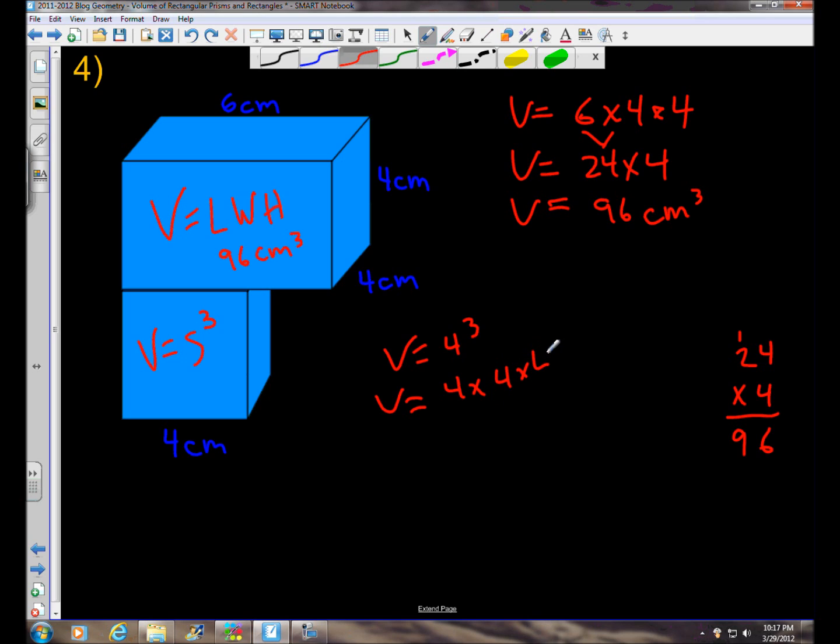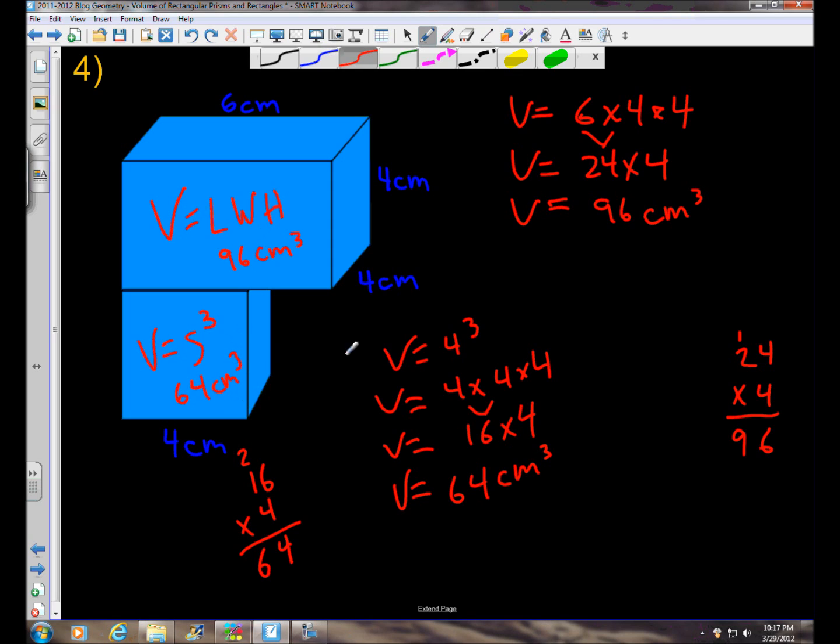That should sound a little familiar to you. So 4 times 4 we know is 16, and 16 times 4. If you're not sure, it's always great to show your work. So 16 times 4, 4 times 6 is 24. And 4 times 1 is 4 plus 2 would be 64. So the volume for the bottom portion, the cubic portion, would be 64 centimeters cubed. So that cube there, and we'll have our 64 centimeters cubed.